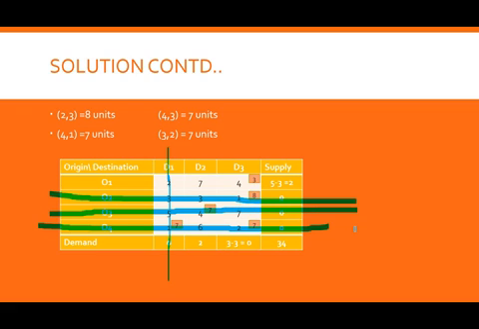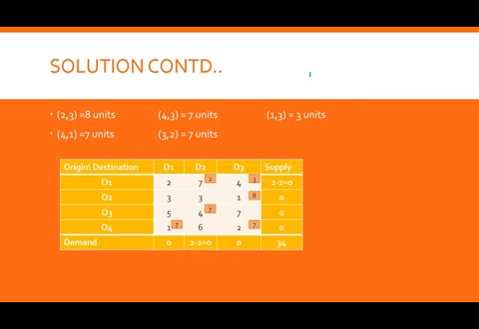What is the remaining cost matrix? 7 and 4. So which is the minimum cost? 4. So how much allocation you can make? 5 is the supply, 3 is the demand. 3 you can satisfy. So 3 minus 3 becomes 0 here. 5 minus 3 becomes 2 here. So this column will go off. So you are making an allocation at 1, comma 3 with 3 units.